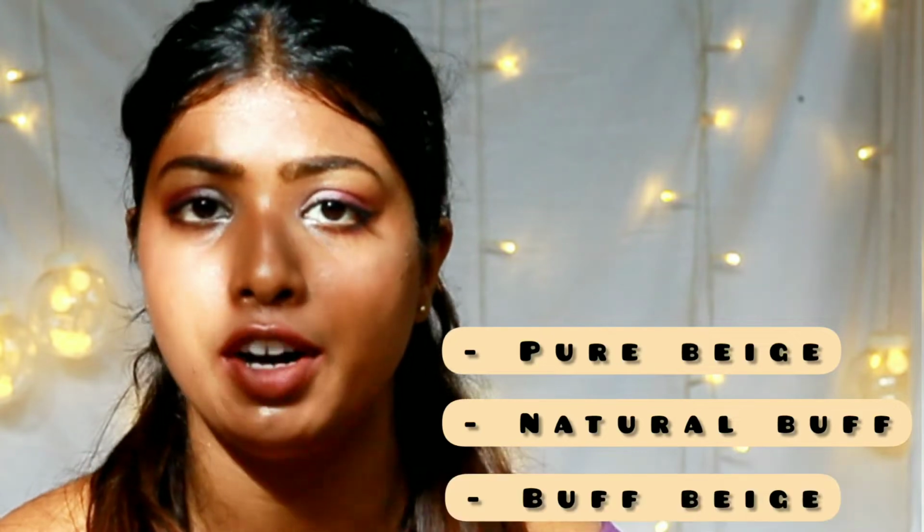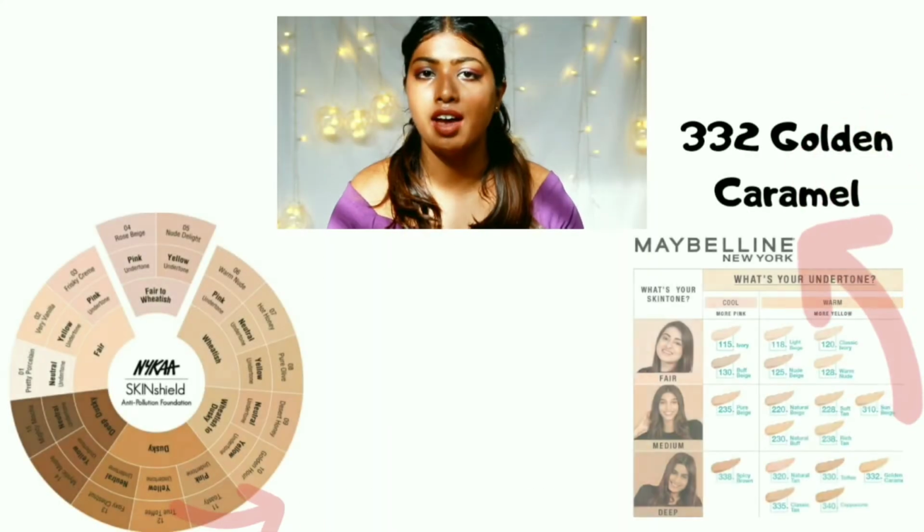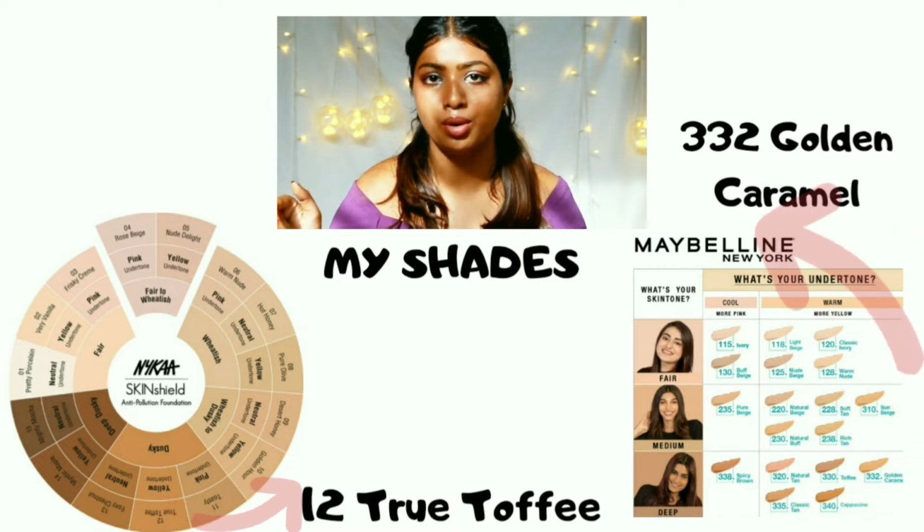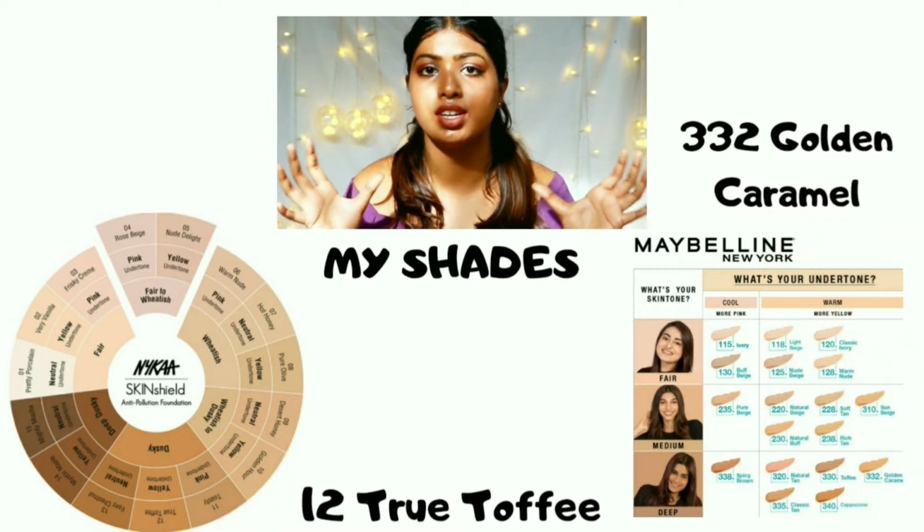Now if you are a cool or pink undertone, I suggest you to look for shades like pure beige, natural buff, buff beige. And if you are a warm or yellow undertone, look for shades like golden caramel, warm nude. And if you are a neutral undertone, then look for shades like medium tan, neutral beige. Okay, so most online sites provide this shade range, and you can easily see from this where your shade belongs to, where your undertone is. So they have shades like this which I have displayed on the screen. You can see the undertone, the shades they have in that. Okay, so you can see everything.